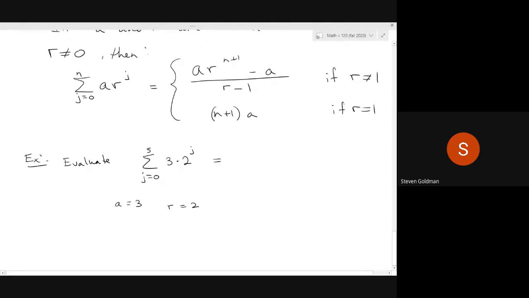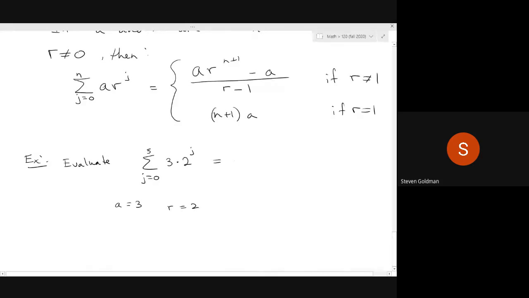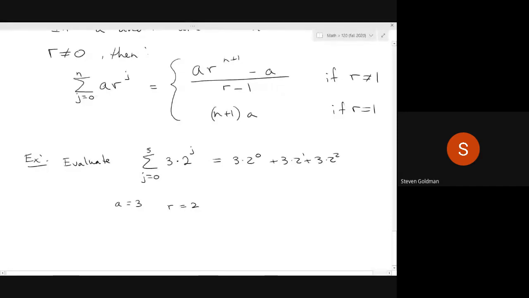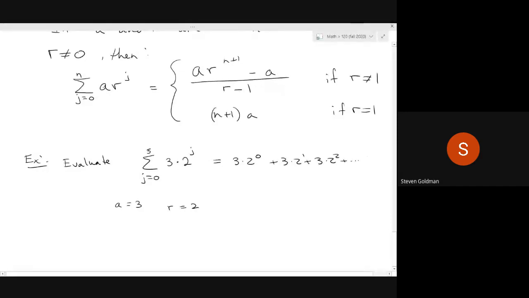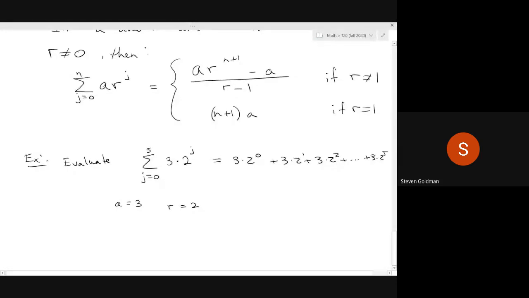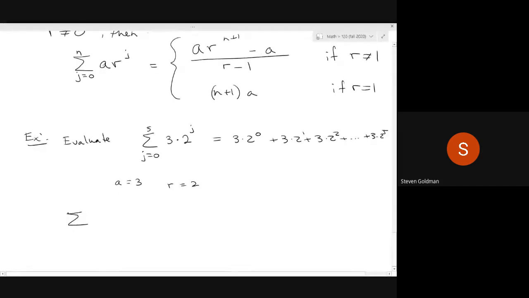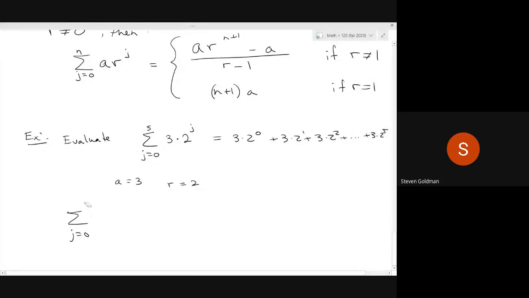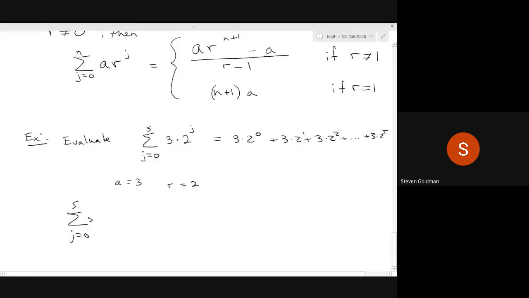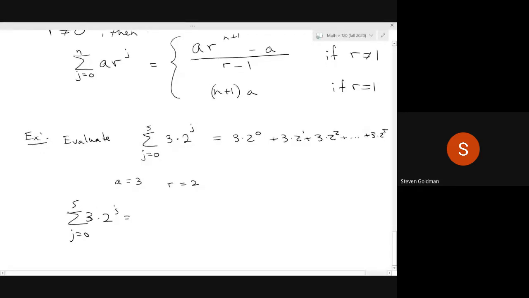Instead of sitting here and adding all the terms, if I wanted to add all the terms, I would have to do 3 times 2 to the 0 plus 3 times 2 to the 1 plus 3 times 2 squared plus dot, dot, dot, all the way up to 3 times 2 to the 5th. I would have to evaluate all of those and add them up. What the summation formula does is it allows me to skip all of that addition. It tells me that this sum is equal to A times R to the n plus 1.